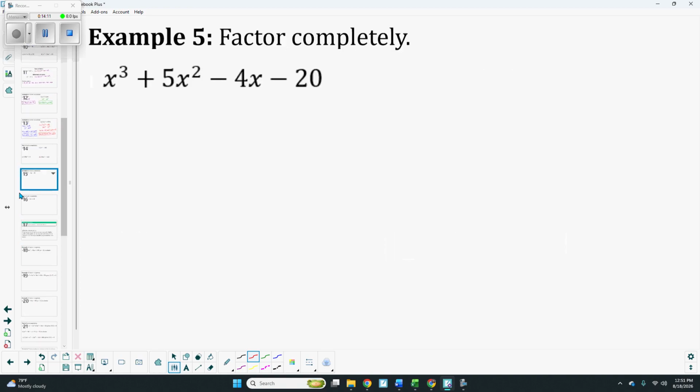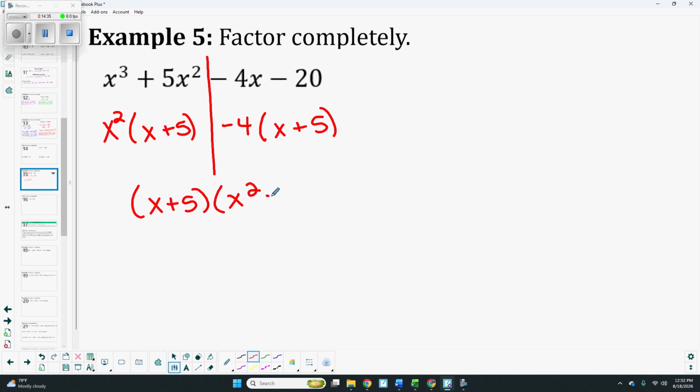All right, example 5, we have 4 terms, so we're going to factor it by grouping. So that the first 2, x squared would come out, and I'm left with x plus 5. We always want this to be positive, so I'm going to take a negative 4 out of these, which leaves me with x, and then negative over negative plus 5. So lovely, they matched.